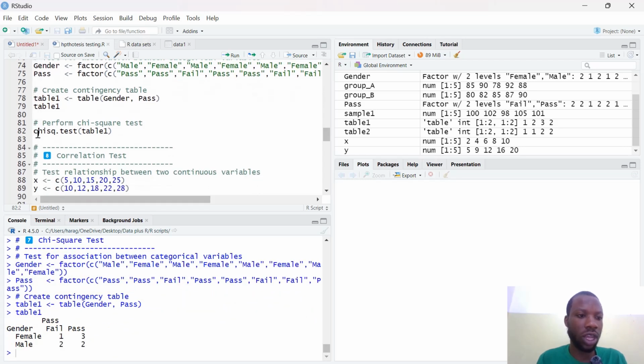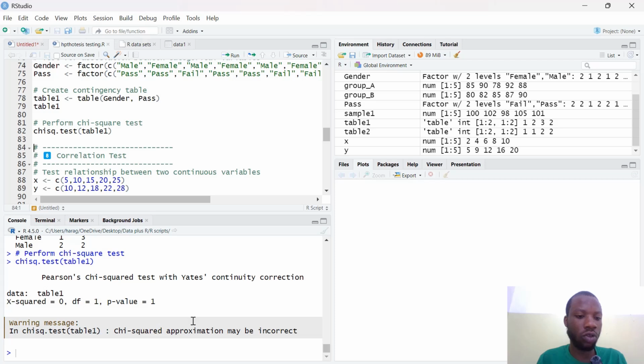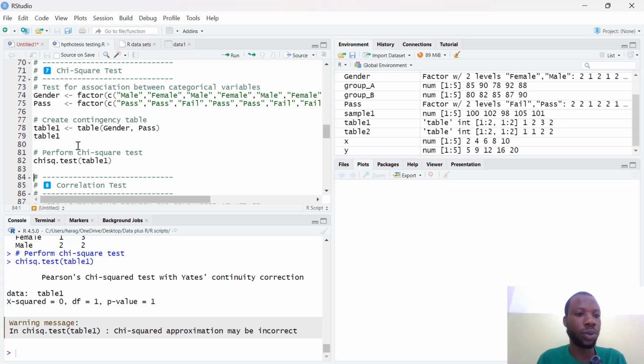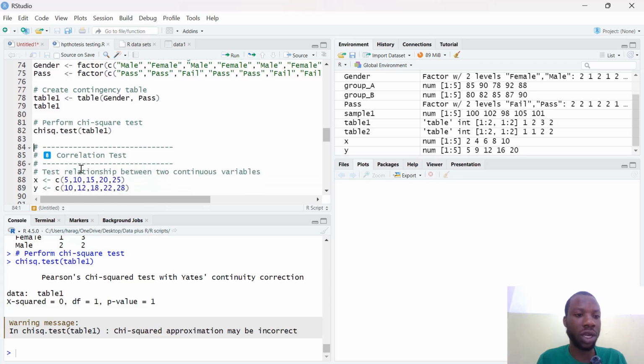And once we do the chi-square, we look at the p-value and the level of significance. If you see the p-value is high, it means that we fail to reject the null hypothesis, which means that there is no difference between the pass and the fail between male and female. So both male and female are equal.